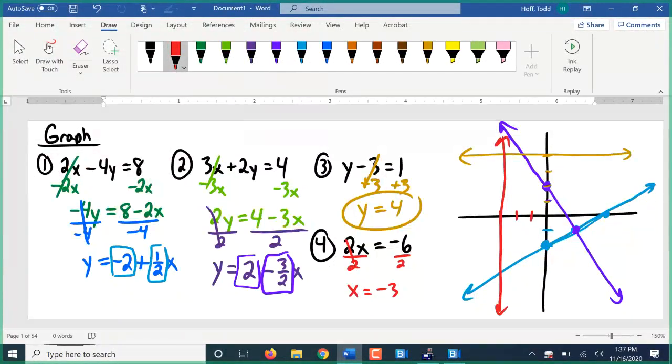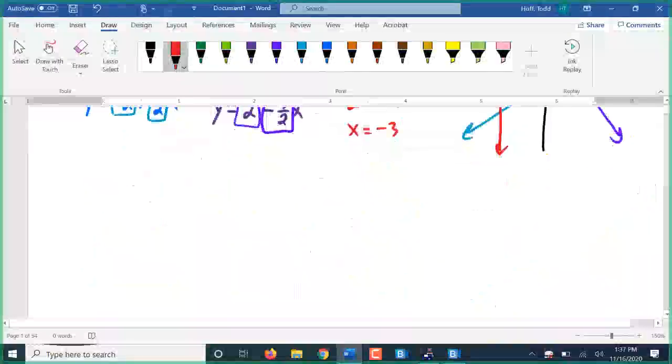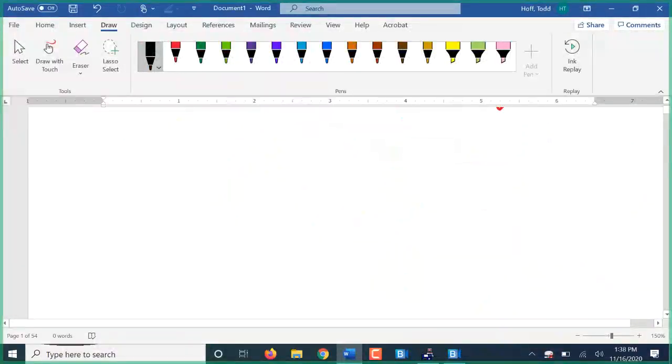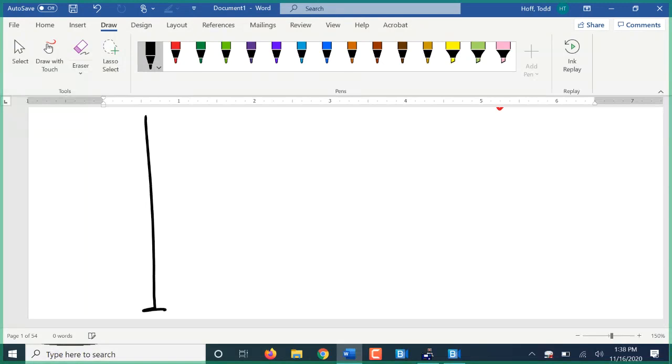Any questions on graphing any of those lines? Our next step was going the other direction. If I gave you the line on the graph, could we determine its equation?